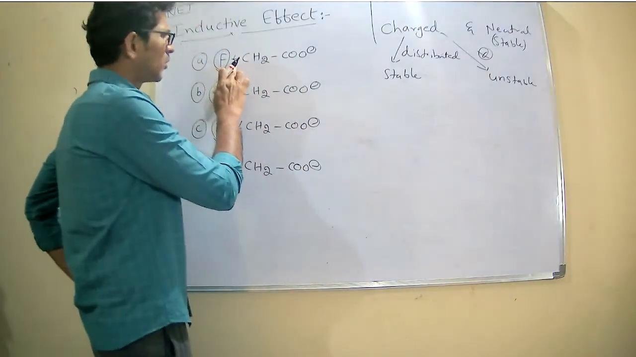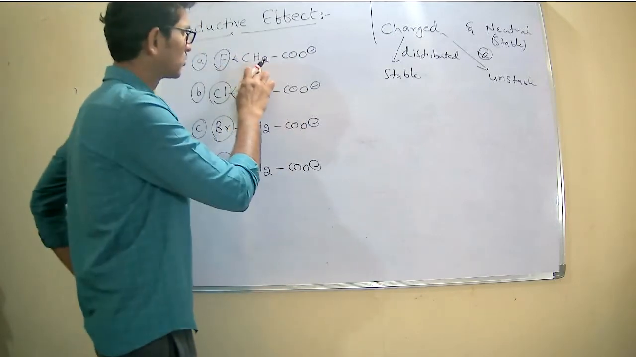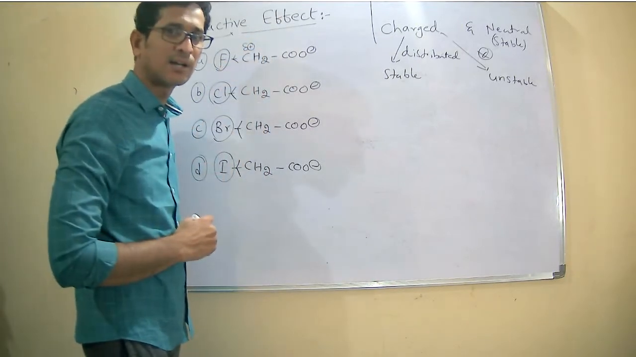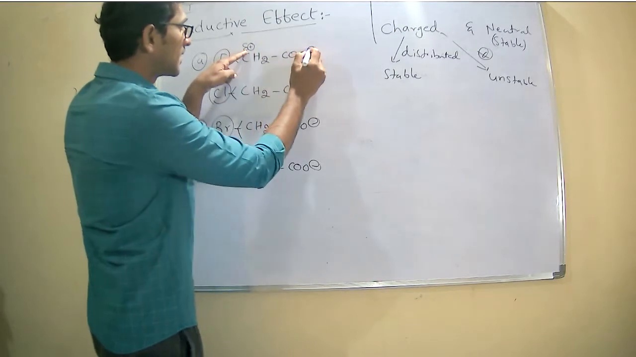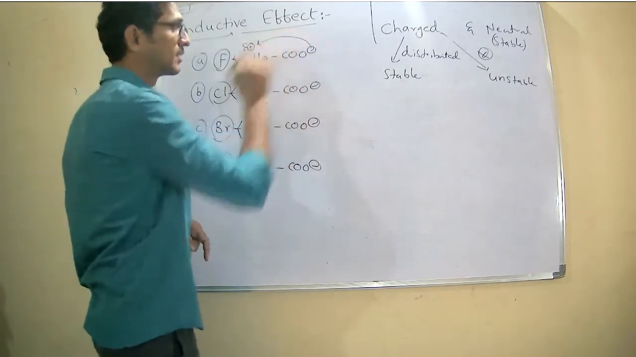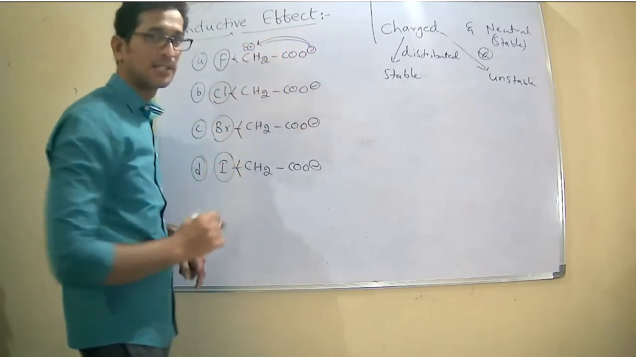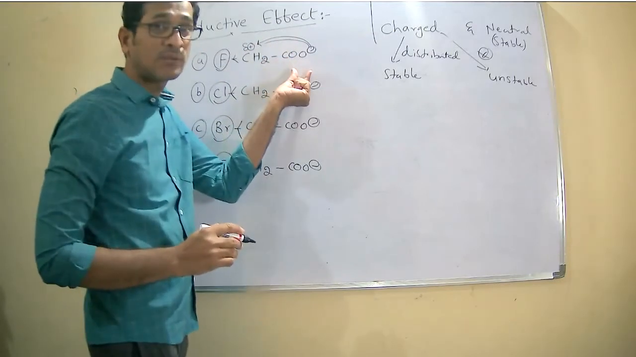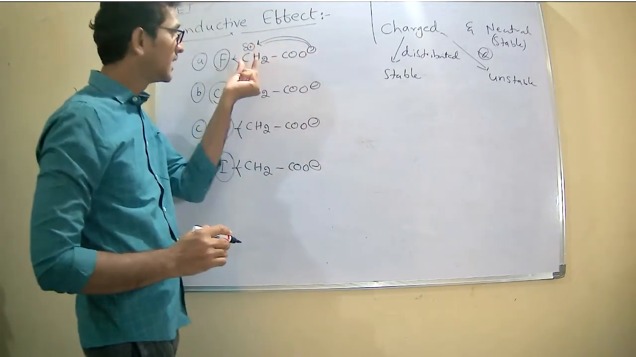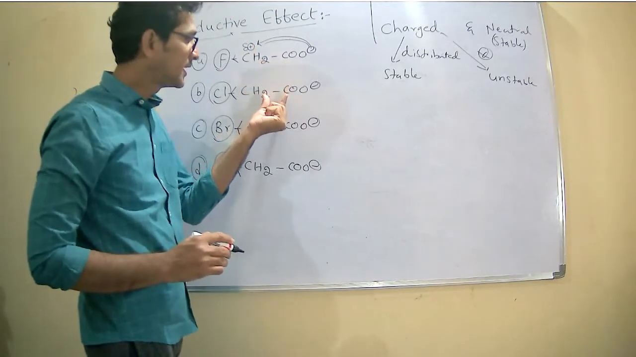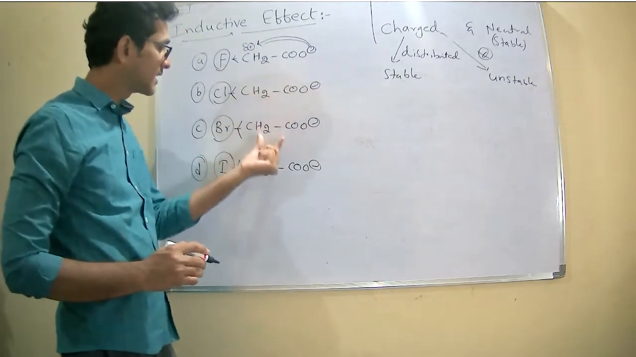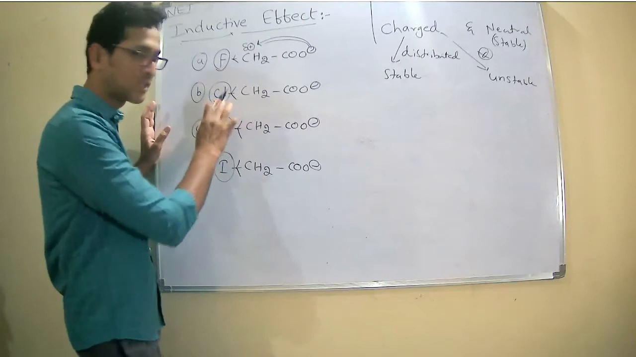Now see here, fluorine withdraws electrons from the CH2 group, then automatically a positive charge will be developed on the carbon. Once the positive charge develops here, the negative charge on oxygen is readily involved in the electron distribution. Once it is readily involved in the electron distribution, it becomes neutral by providing electrons to this. And the same explanation applies to all these cases. Here also same case, here also same case, because all are withdrawing electrons.